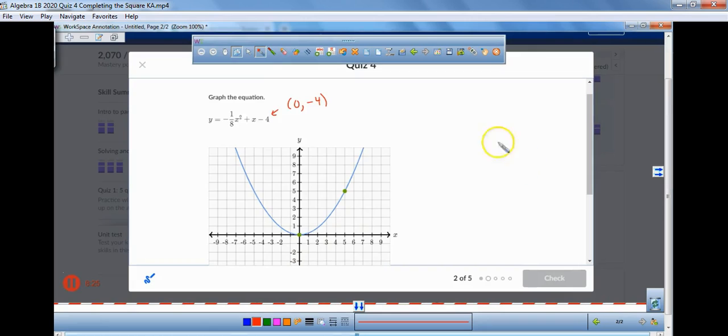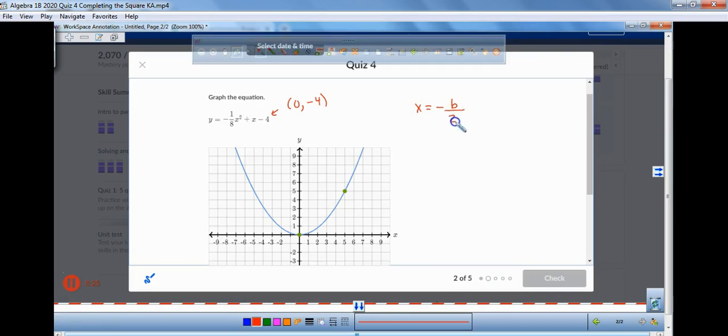Now the next thing you're going to see me do is write x equals negative b over 2a. The purpose of negative b over 2a is to find what's known as the axis of symmetry. And the axis of symmetry always passes through the vertex. So if I can find the axis of symmetry, then I can take that number, plug it back into the equation, and find the y value of the vertex.